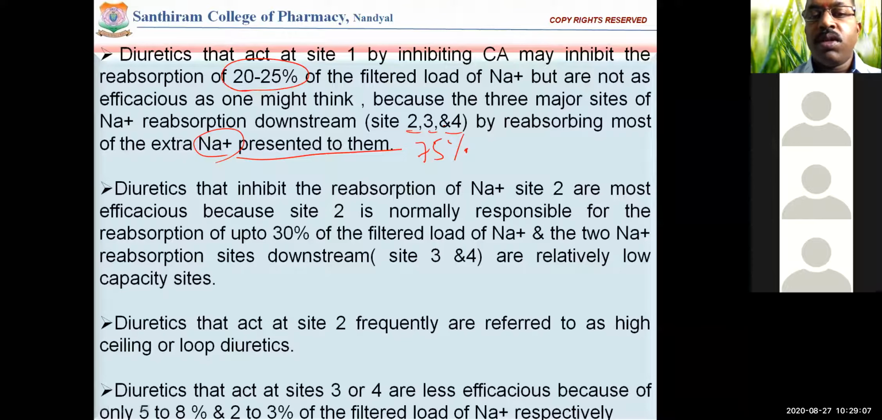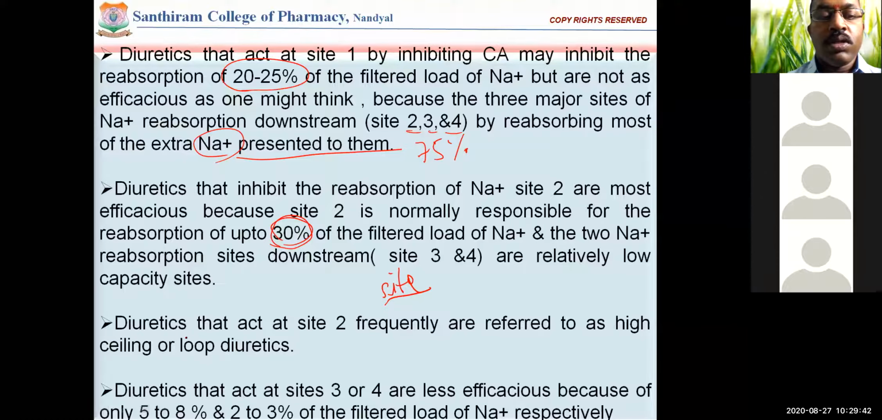So diuretics that inhibit the reabsorption of Na plus at site 2 are most efficacious, because site 2 is normally responsible for reabsorption of up to 30% of the filtered load, and the two Na plus reabsorption sites downstream, 3 and 4, are relatively low capacity. That's why site 2 diuretics are also called high ceiling diuretics. So in the GPAT, they will ask you which site is responsible for the highest diuresis. Then it is site 2.